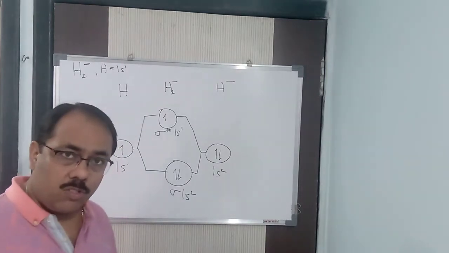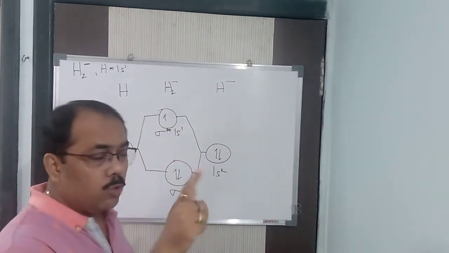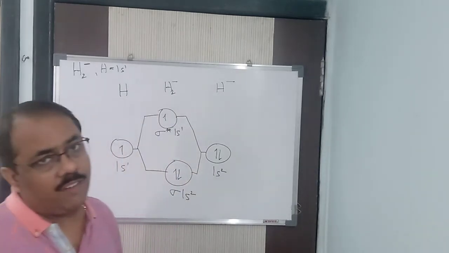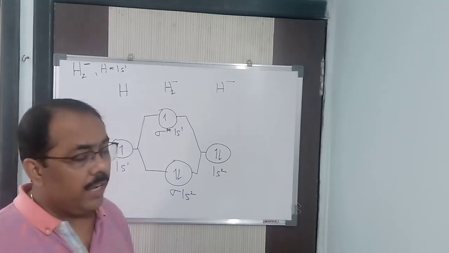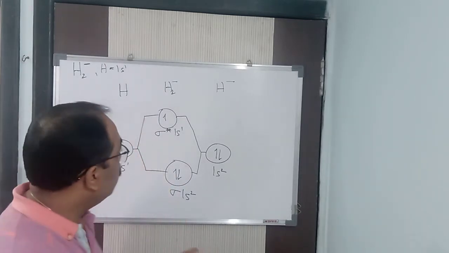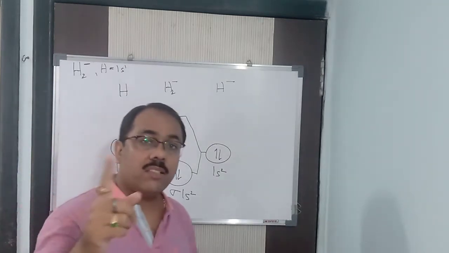Now which is more stable? H2 plus is also half bond order, and H2 minus is also half the bond order. Listen carefully. H2 plus, just now I did it. It is half the bond order, you got it. In H2 minus also you got it as half. Now which is more stable? H2 plus is more stable.